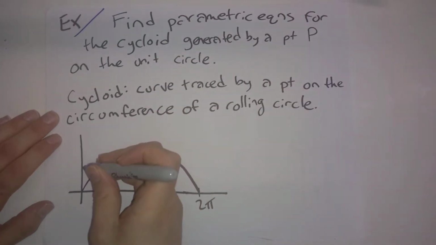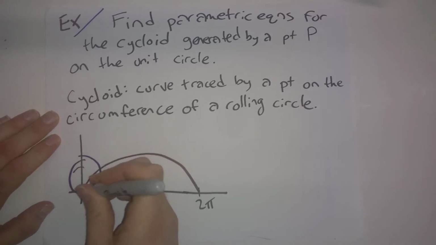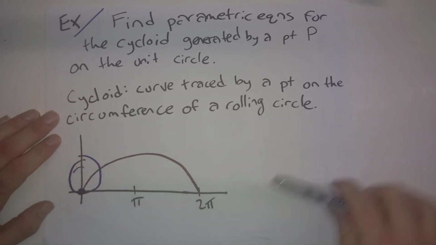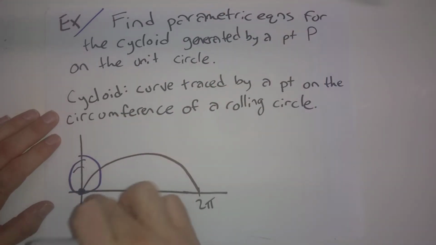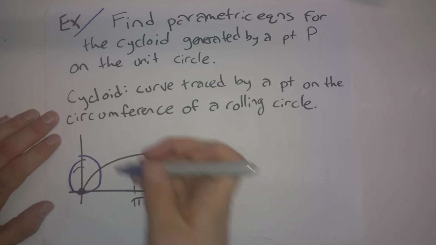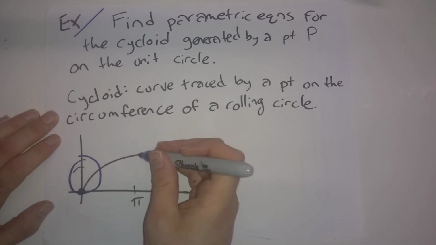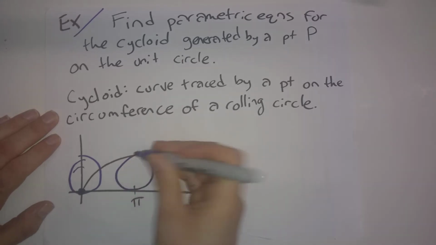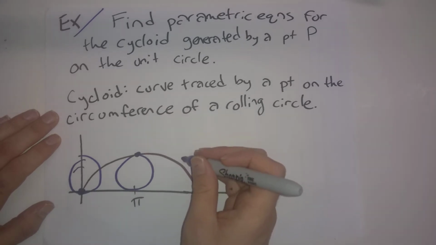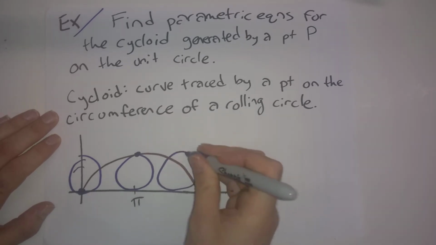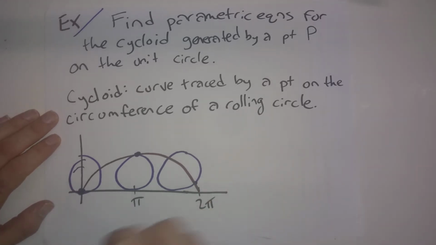So let's say that we have a circle here, and we're going to look at this point. As this circle rolls along, this point is going to move along this path. So maybe when right here, it will end up over here. Let me draw this point right here. It will be down here and stuff like that.